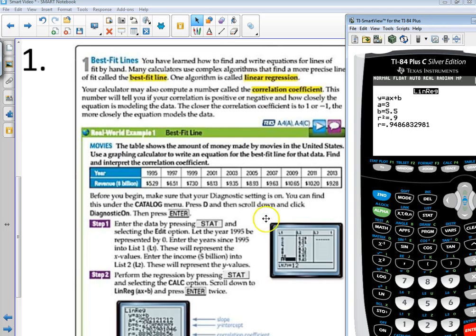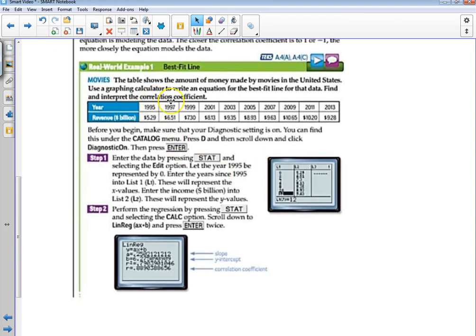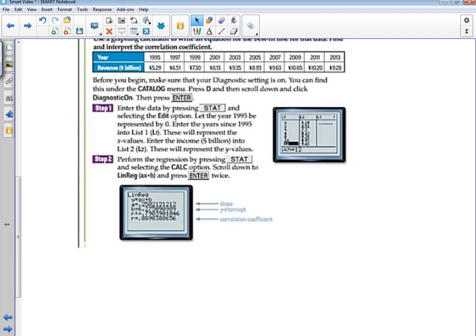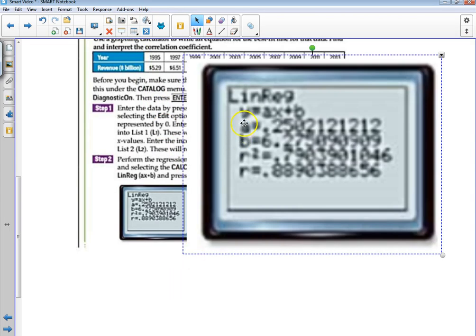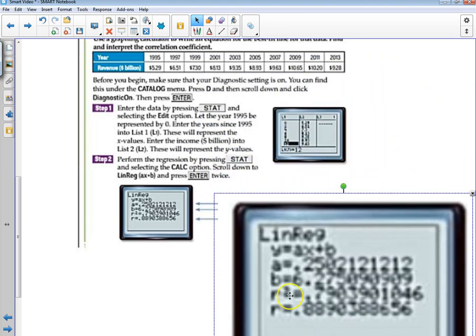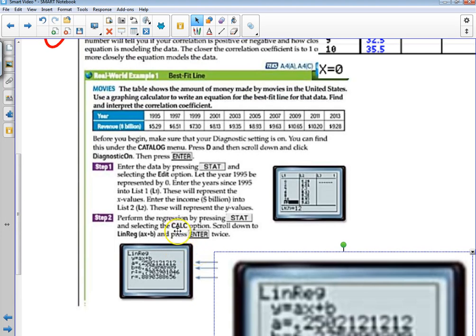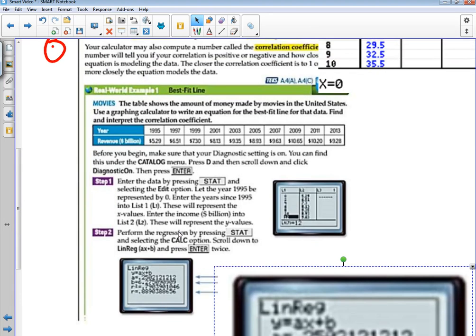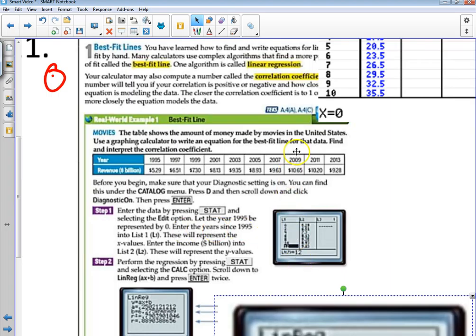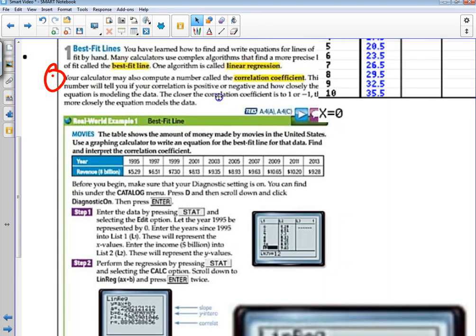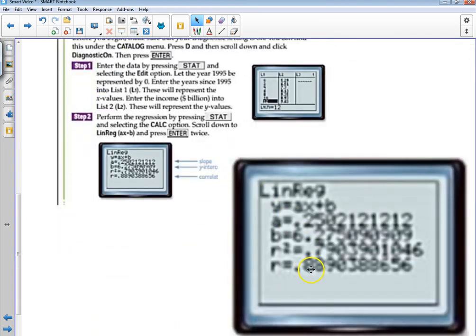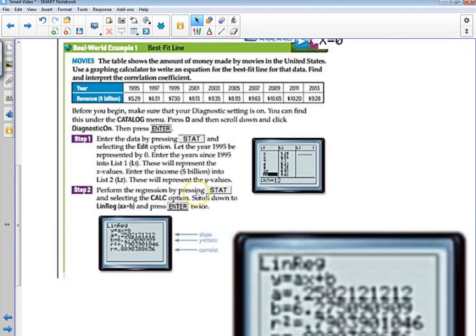Now if you look at their example, you can see that they have all the points in L1 and L2, and then they turn it on, and you could see right here, if I zoom in, that the correlation coefficient is 0.889, which is pretty much 0.9. Now is that pretty close to 1? I would say so. So we would say this is a strong correlation coefficient. And it would also be a positive correlation too, because it was a positive number.